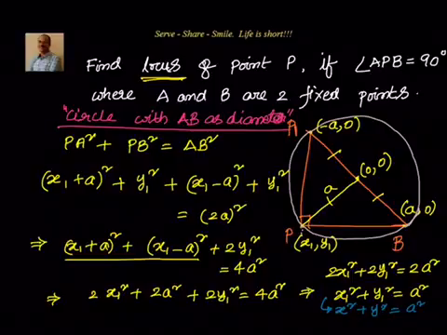According to Pythagoras theorem, PA square plus PB square equal to AB square. Now applying the distance formula, we get (x1 plus a) whole square plus y1 square plus (x1 minus a) whole square plus y1 square equal to (2a) whole square. Now we can simplify that. We get x1 square plus y1 square equal to a square, which is nothing but the equation of a circle with center at 0, 0, which is nothing but the midpoint of AB. If the AB midpoint is the center, that means AB is the diameter. So the locus of point P is a circle with AB as diameter.